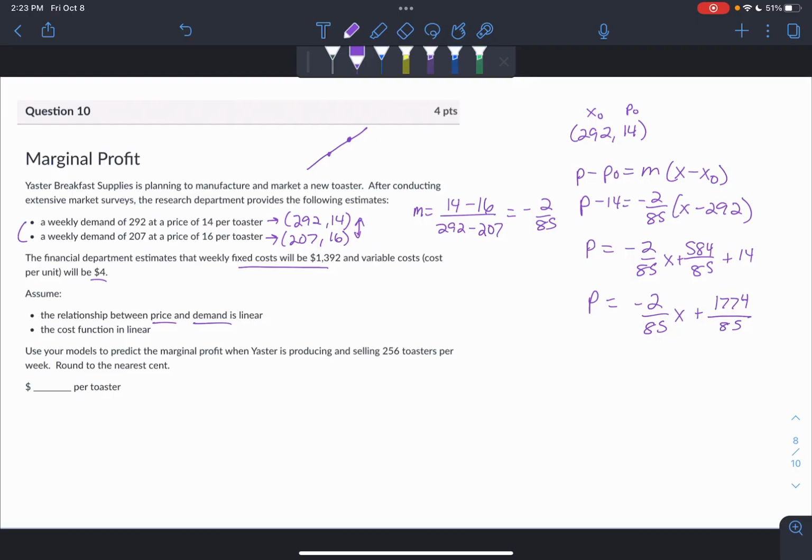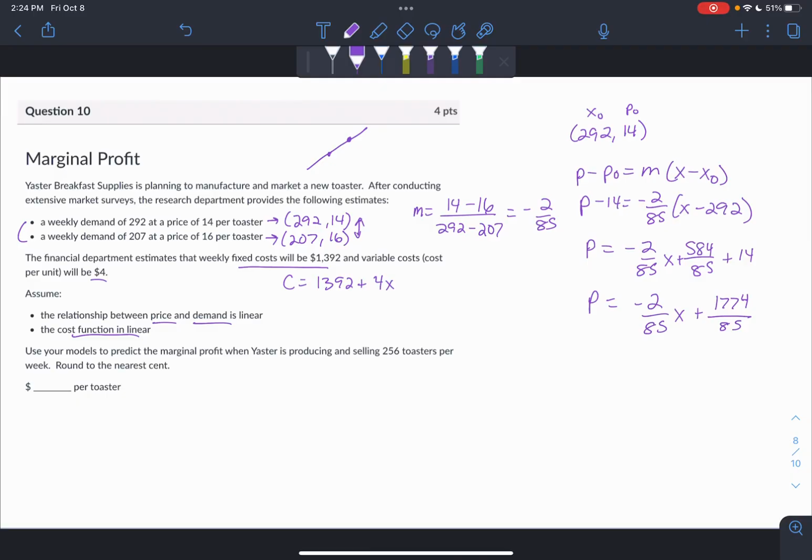And it's a function of demand, which is our x. All right, we also know that the cost is linear. So our costs here are our fixed costs, $13.92, plus our variable cost of 4. And variable means that it is the cost per one item. So if we want to know per X items, we have to multiply it by how many we sell. All right, so that's our cost.